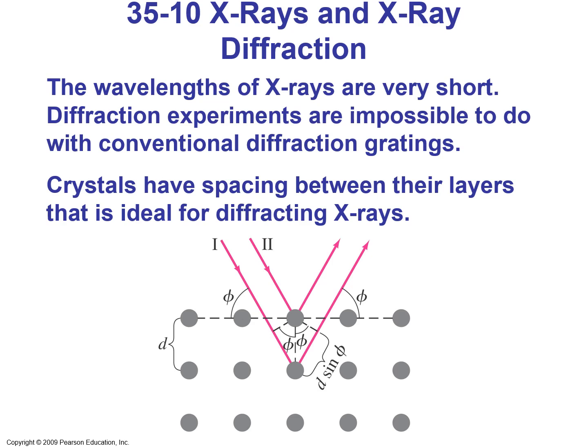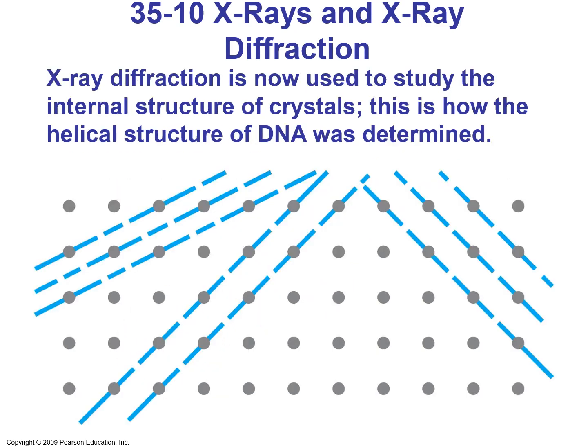So here we have a cartoon, gray spots showing atomic or molecular crystalline structure of a material where it can diffract X-rays, and we can have a diffraction pattern, and from those diffractions we can identify and measure the size and the crystal structure. Therefore, X-ray diffraction is now used to study the internal structure of crystals. This is how the helical structure of DNA was determined.